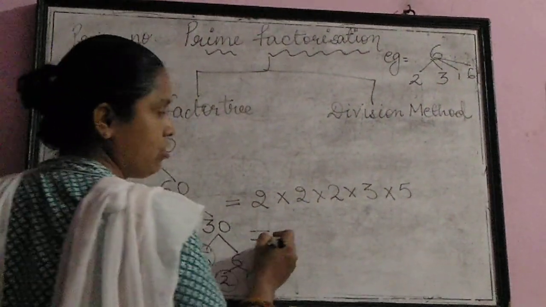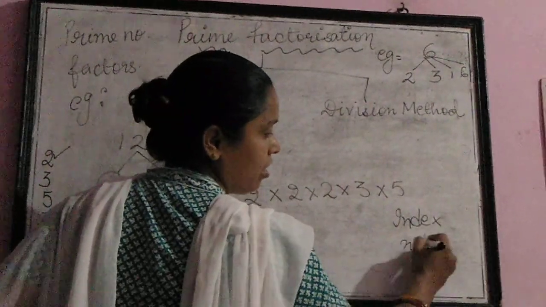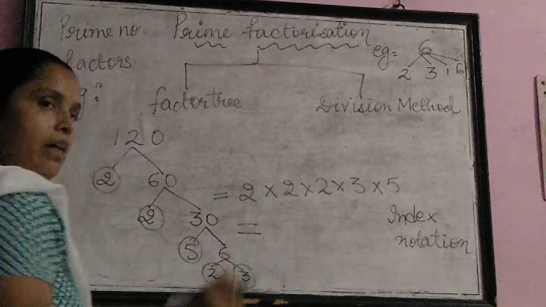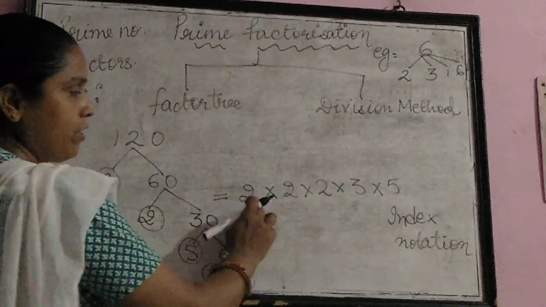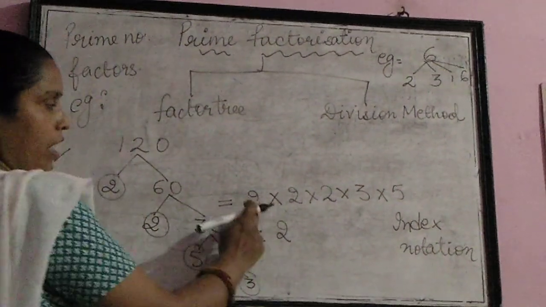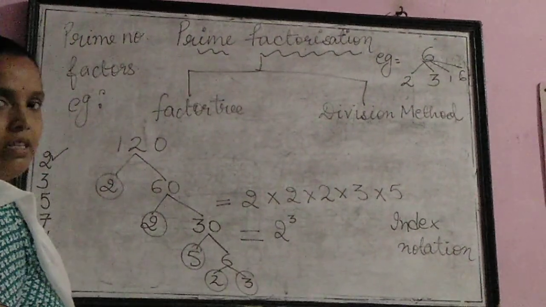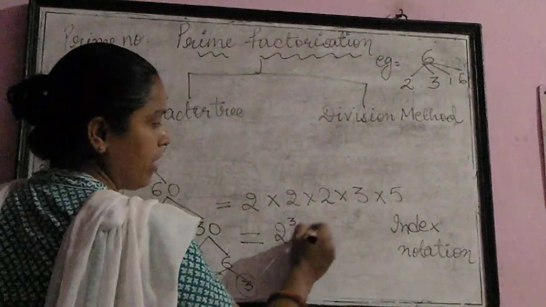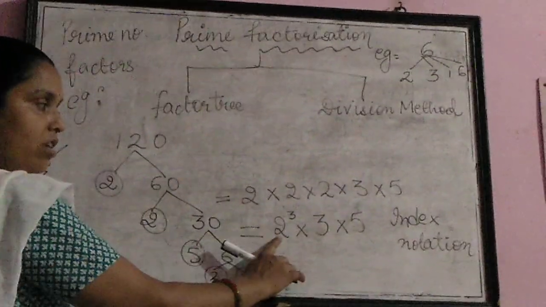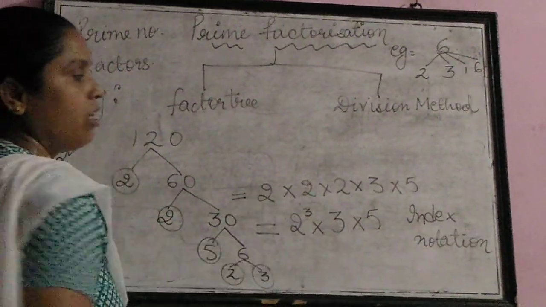Now I can also write it in the form of index notation. What is index notation, children? You are learning it for the first time in this class. Index notation means that if any number, any prime number, is repeated, whatever the number of times it is repeated, you will write on the top of that number. Here 2 is repeating 3 times, so on top of 2 I will write 3. 3 is not repeated, so write 3 as it is. 5 is not repeated, so write it as it is.